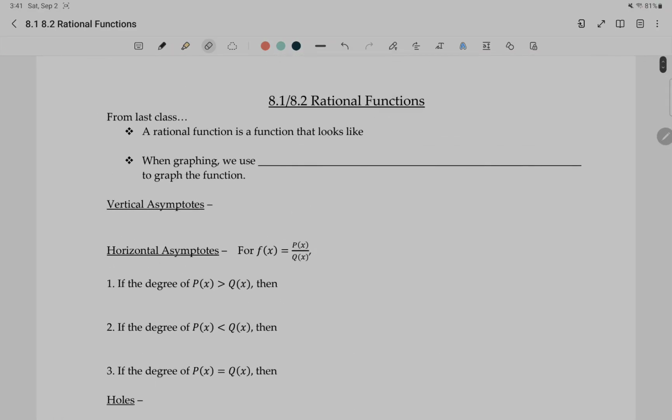So starting off, a rational function is a function that looks like a ratio or fraction of two polynomials. So for example, x minus 1 is not a rational function, but x minus 1 over x plus 1 is, because you've got your two polynomials and it's a ratio because there's a fraction bar. Alright, and I'm just going to keep it there.